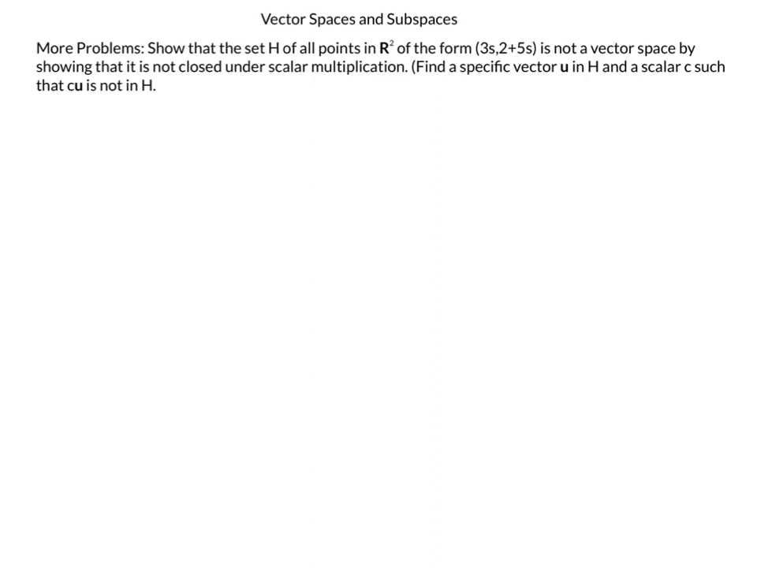The first problem is to show that H, the set of all points in R2 of the form 3s, 2 plus 5s, is not a vector space, by showing it is not closed under scalar multiplication. So it tells you what property it fails to satisfy. And there's this hint: find a specific vector u in H and a scalar c such that cu is not in H.